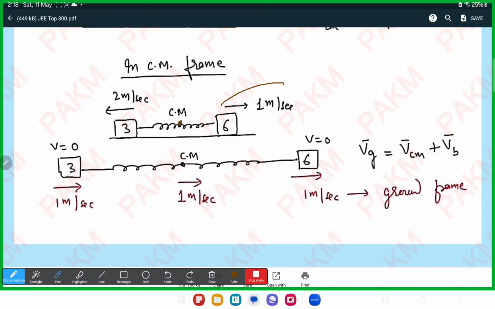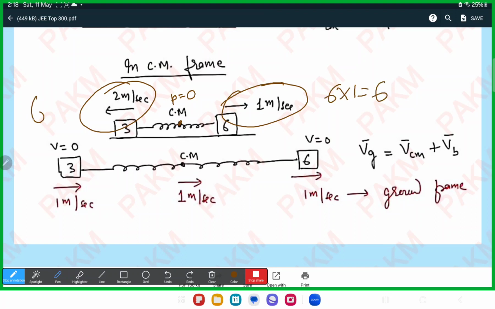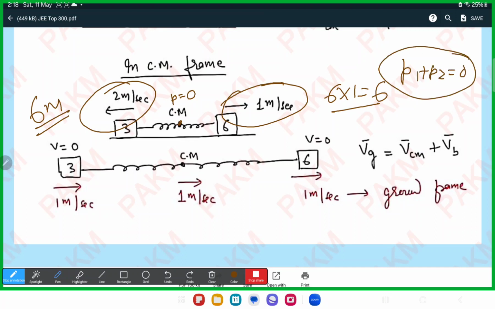Since the center of mass will have zero momentum, the sum of the momentum of both blocks will also be 0. So here we can say 6 multiplied by 1, that is 6. Here 3 times 2 is also 6. So the initial center of mass momentum is 0, hence the momentum of both blocks together will also be 0. Here you can see P1 plus P2 is also 0, that is equal to the center of mass momentum. By this way you can cross check as well.